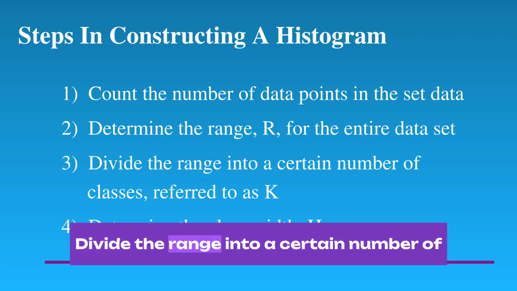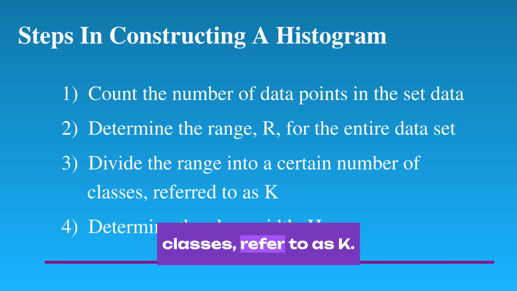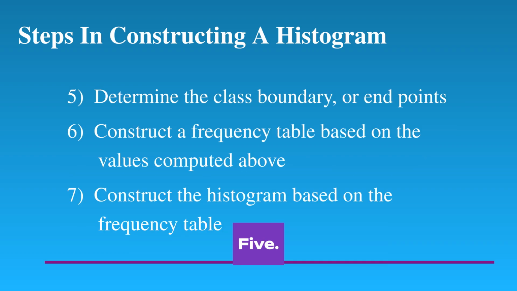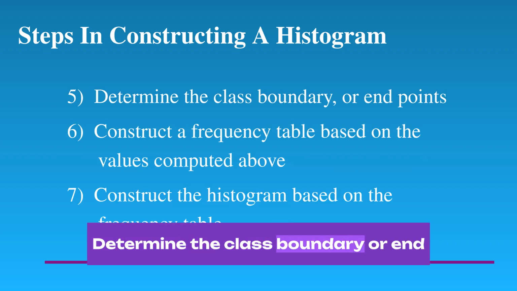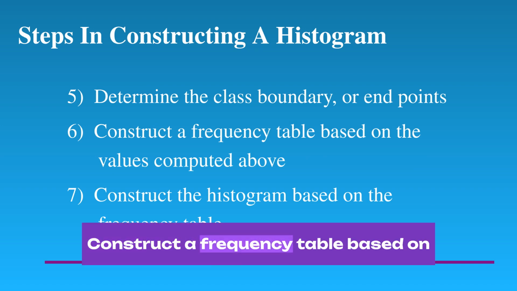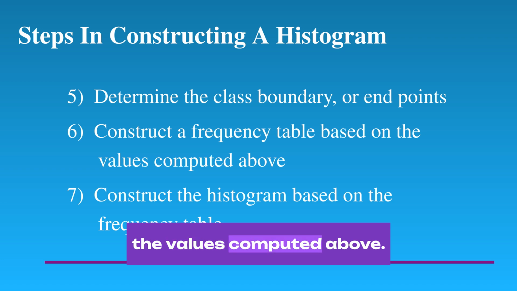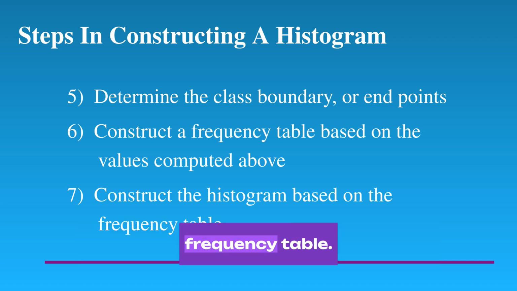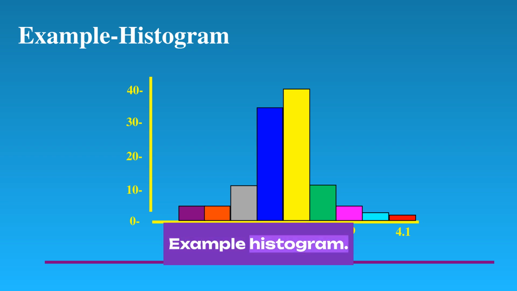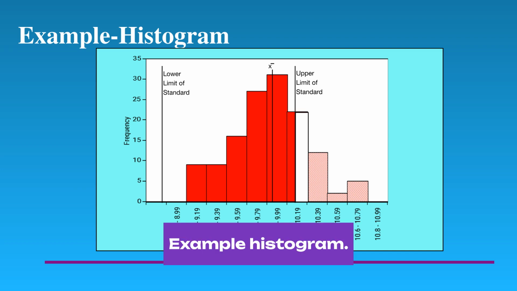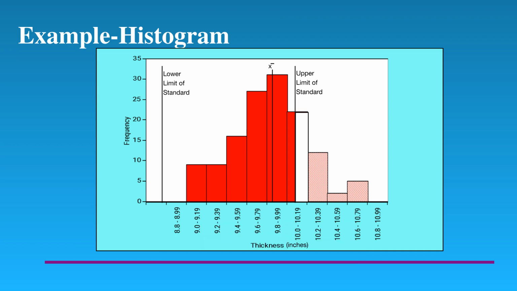3. Divide the range into a certain number of classes, referred to as K. 4. Determine the class width, H. 5. Determine the class boundaries or endpoints. 6. Construct a frequency table based on the values computed above. 7. Construct the histogram based on the frequency table. Example histogram.